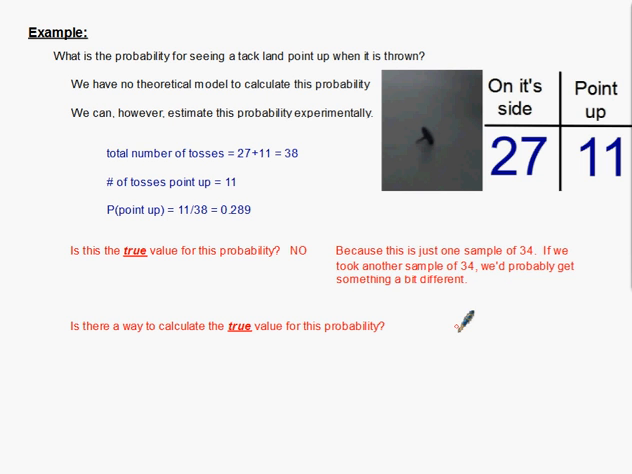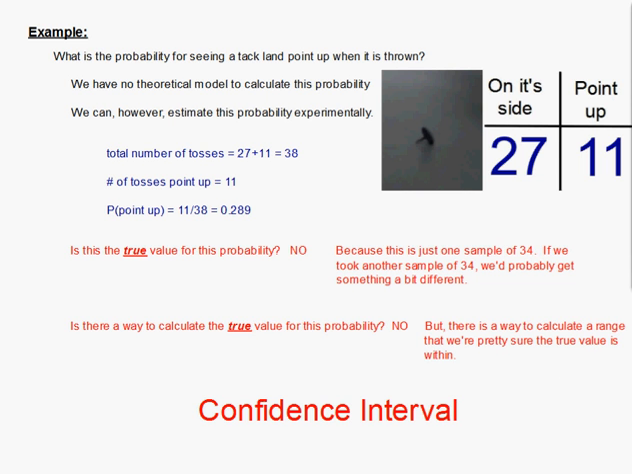Next question, is there a way to calculate the true probability for this probability? And the answer again is no, unfortunately not. But there is a way to calculate a range that we're pretty sure the true value is within. This range is called the confidence interval.